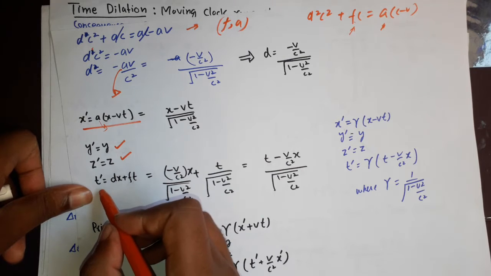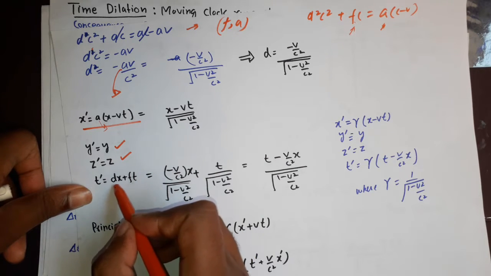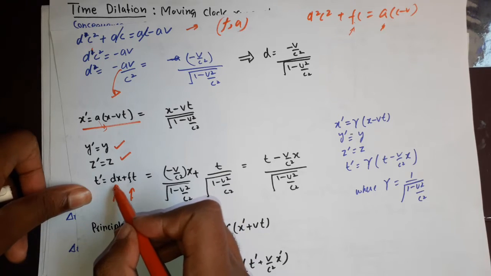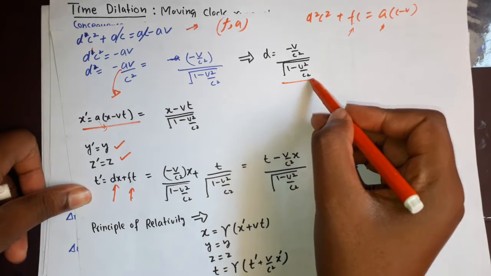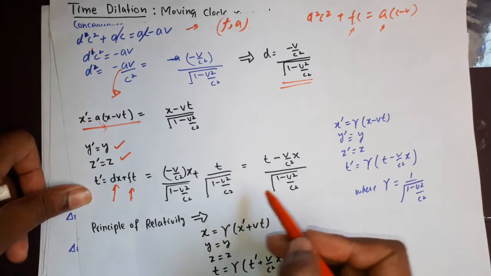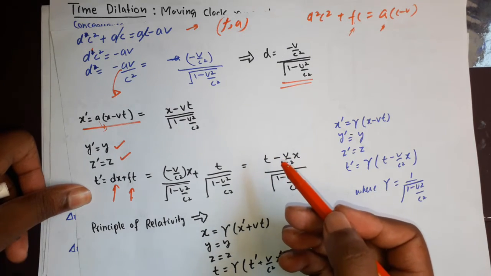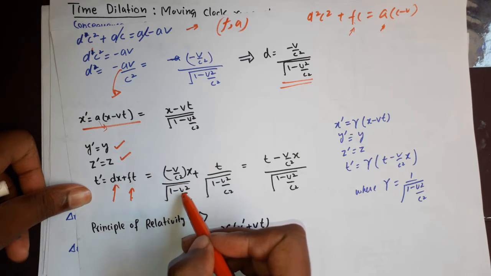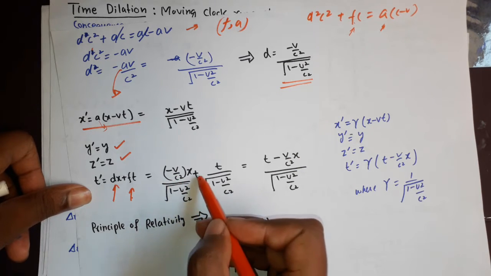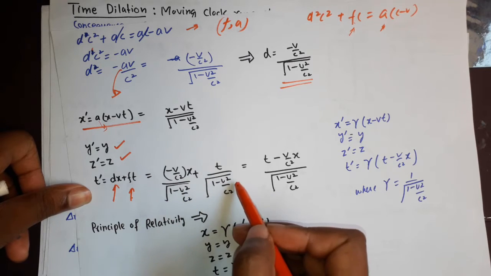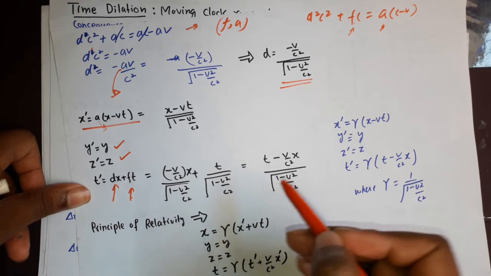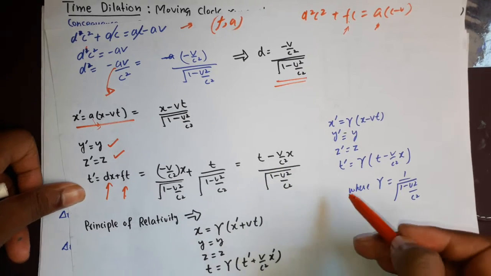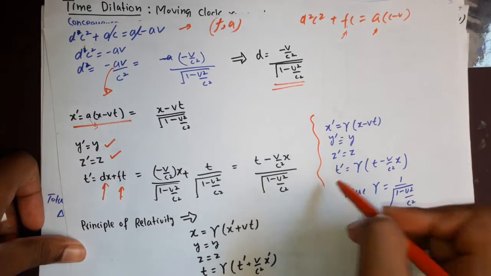And in place of time, we had dx plus ft, so I can put the value of d and f. Since f is equal to a, and the value of d contains 1 minus v squared by c squared, which is also the denominator of a, this gives me minus v by c squared over 1 minus v squared by c squared, the value of d, plus the value of f, which is basically a, 1 over 1 minus v squared by c squared. So this gives me t minus v by c squared x, over 1 minus v squared by c squared. So I can write this in simplified form.